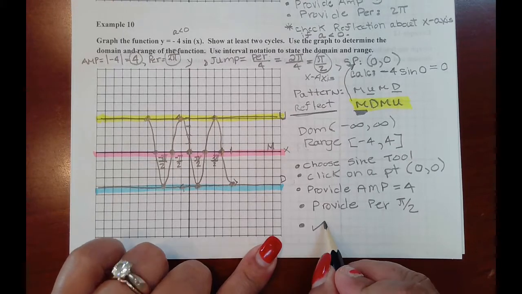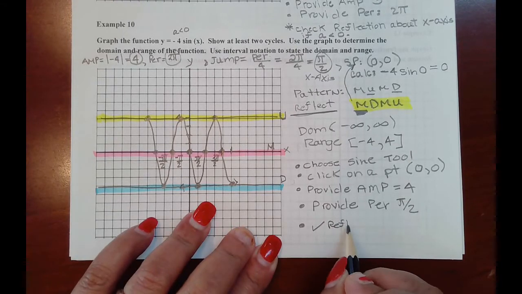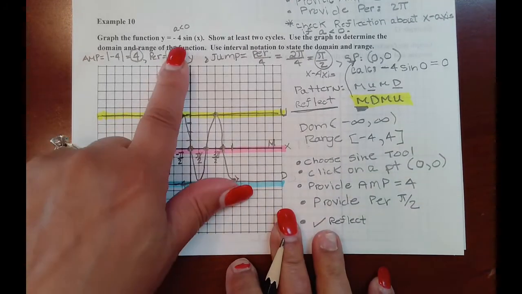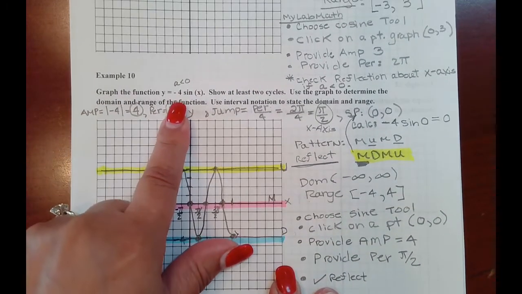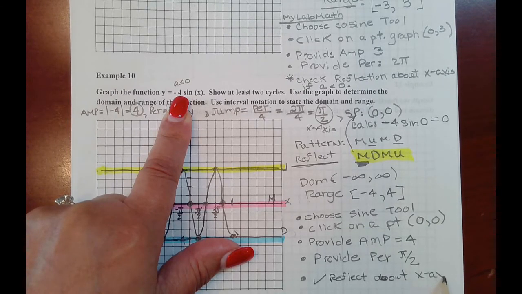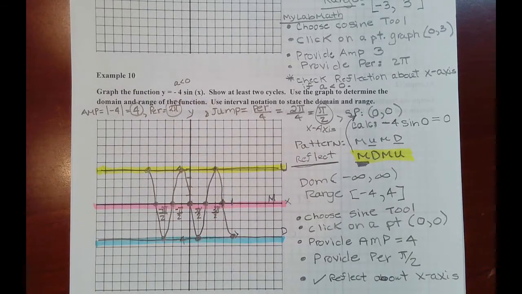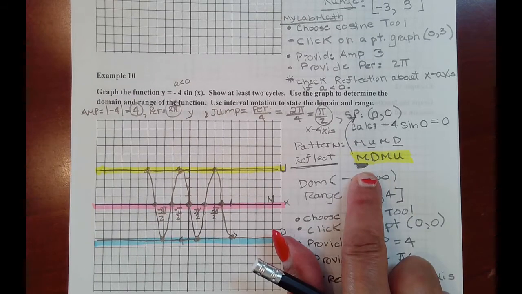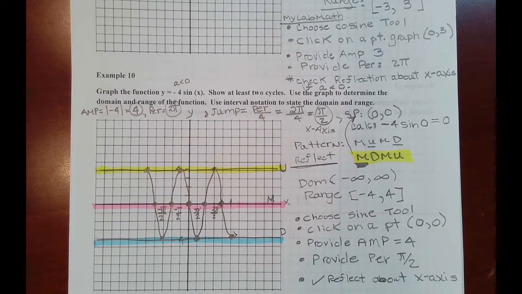So you are going to check off reflection. And that's because you have a negative a value. Look at that negative a value right there. Reflect about the x-axis. Just check off that box and it'll know to flip the graph over. Now we've already flipped the graph over by using this reversal of ups and downs in our pattern. So this graph is already flipped over, but if you want to make MyLab Math do that, then you have to answer these questions.